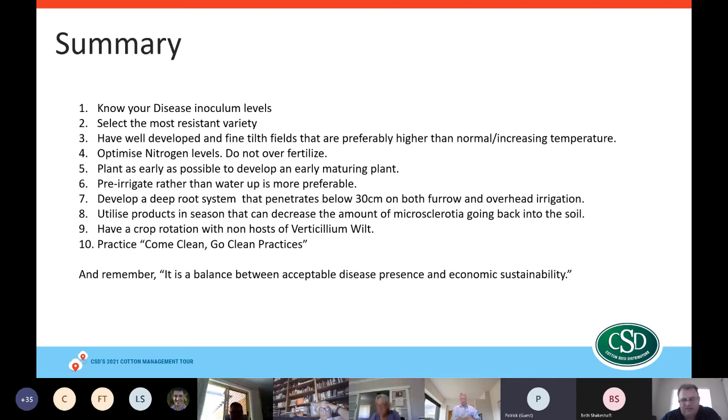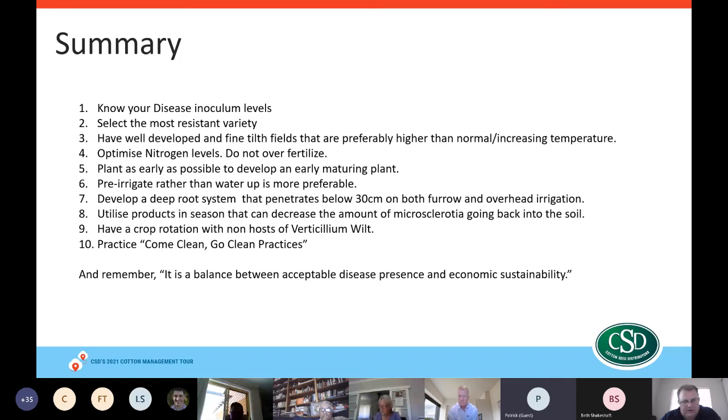And we've seen that this season, unfortunately, particularly in the Upper Namoi, where we had a cold start and cold water going on plants. Develop a root system that penetrates below 30 centimetres on both furrow and overhead irrigation. This is certainly going to be an issue with overhead irrigation, but I think the first irrigation is very, very important in terms of getting that root system down as far as possible before we have to start irrigating.